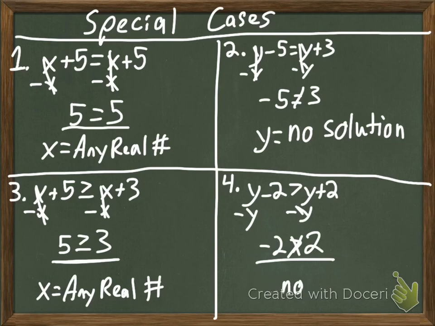And I actually shouldn't put y equals, I should just put no solution. So let's get rid of that in the one above too, where it says y equals no solution. Let's get rid of that there. And that is the end of this lesson.